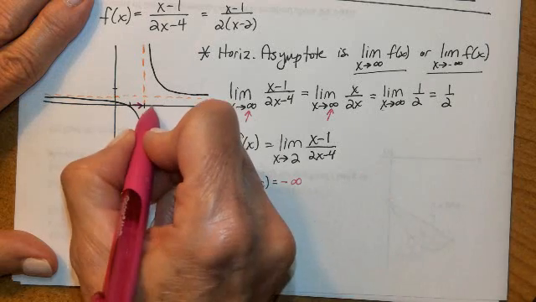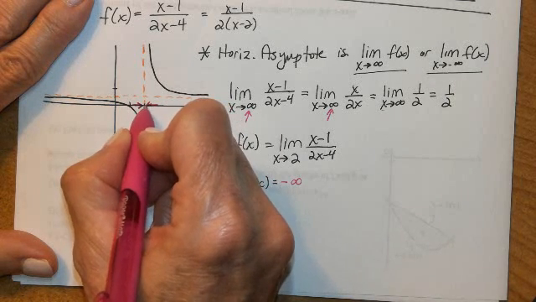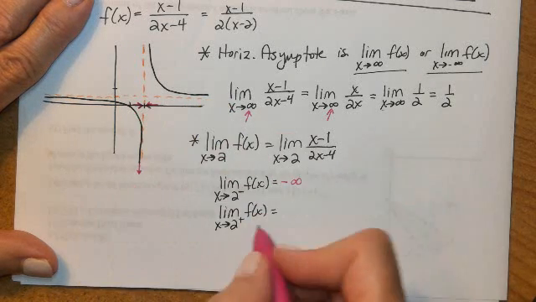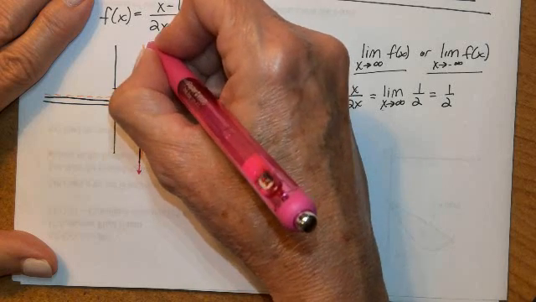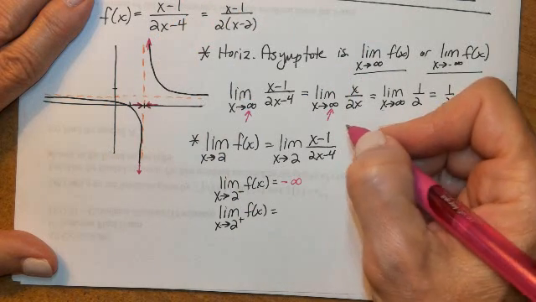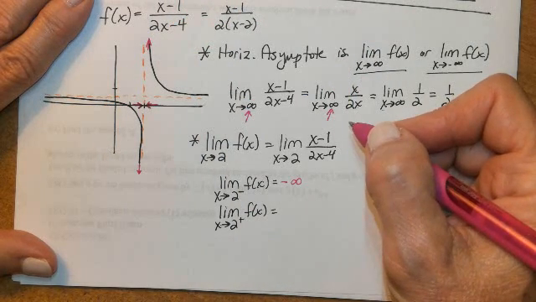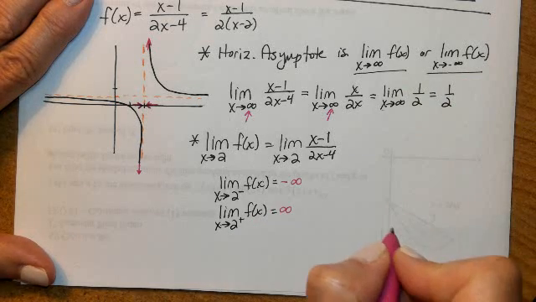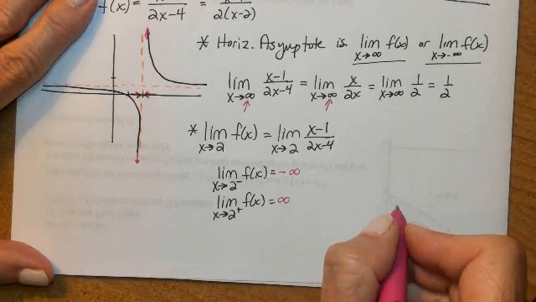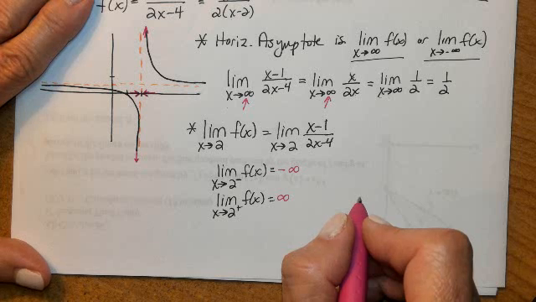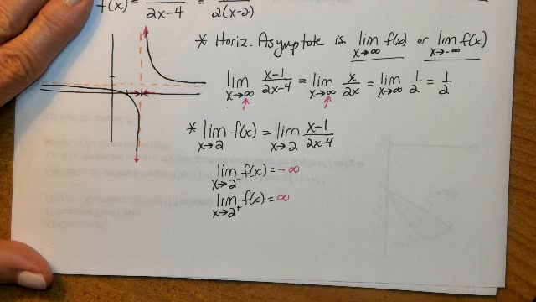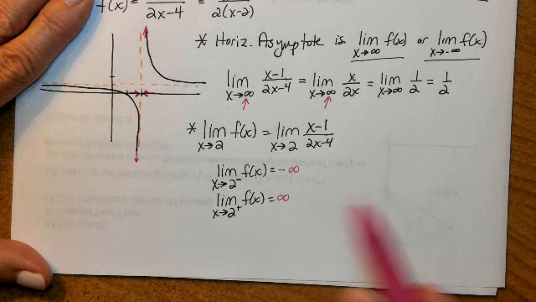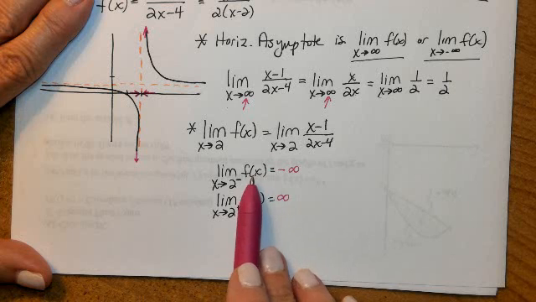What about from the right? Well, from the right, as x approaches 2 from the right, the y value is going up. It's increasing without bound. So this y value is going to infinity. It'll never reach it. It's just going there. Okay? Now, before I go too much further, know this.